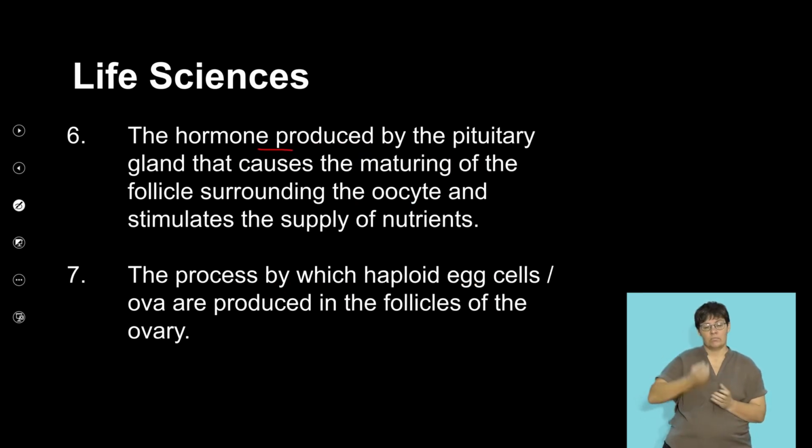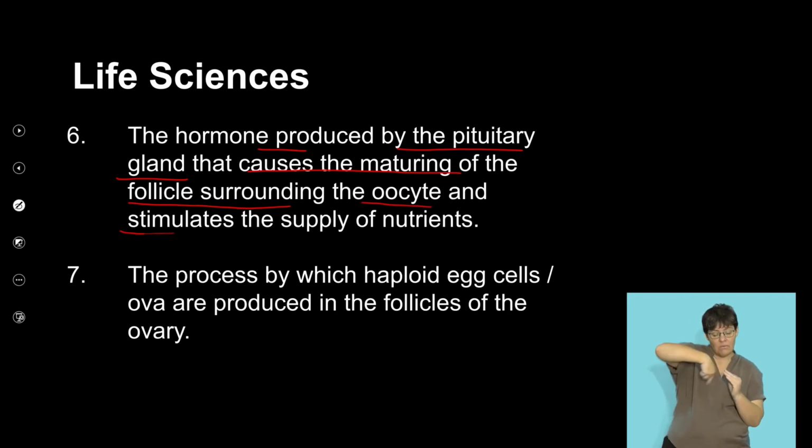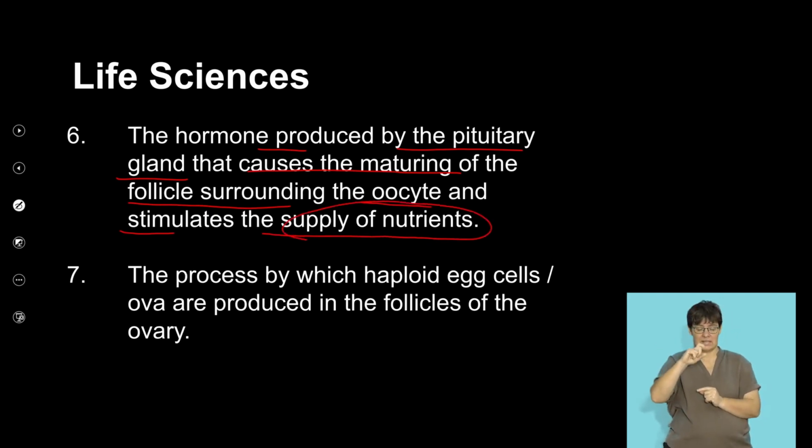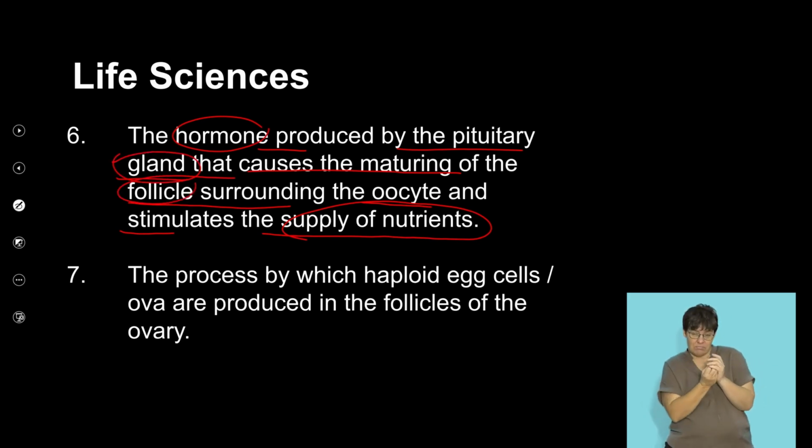The hormone produced by the pituitary gland that causes the maturing of the follicle surrounding the oocyte and stimulates the supply of nutrients. So again, a mouthful. So let's go back to it. It's the hormone that we need to identify that is produced by the pituitary gland that causes the maturing of the follicle surrounding the oocyte.